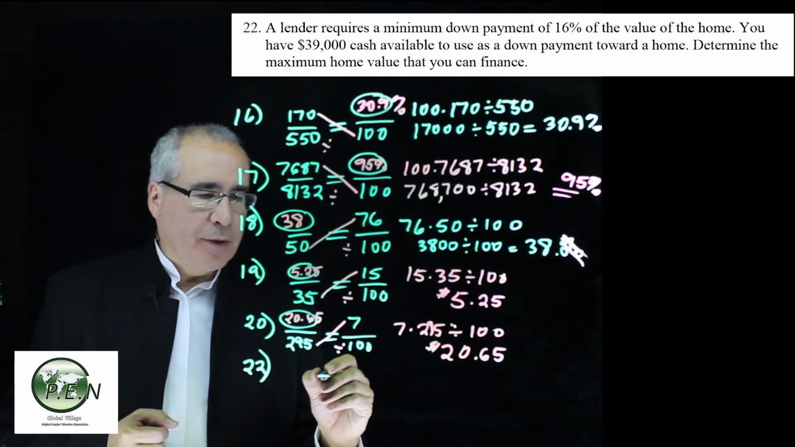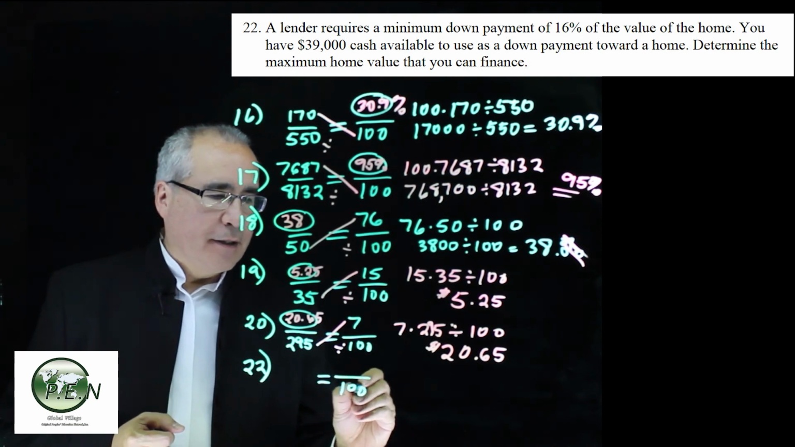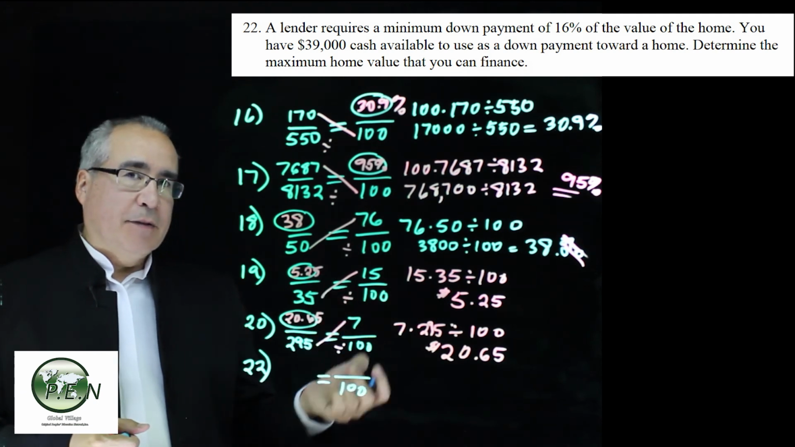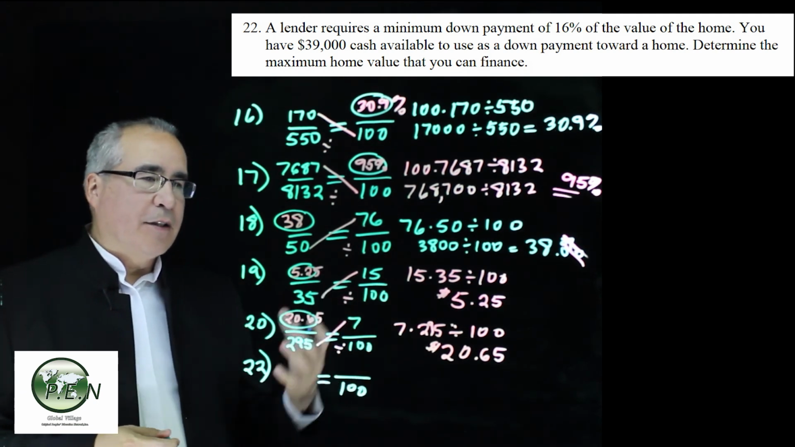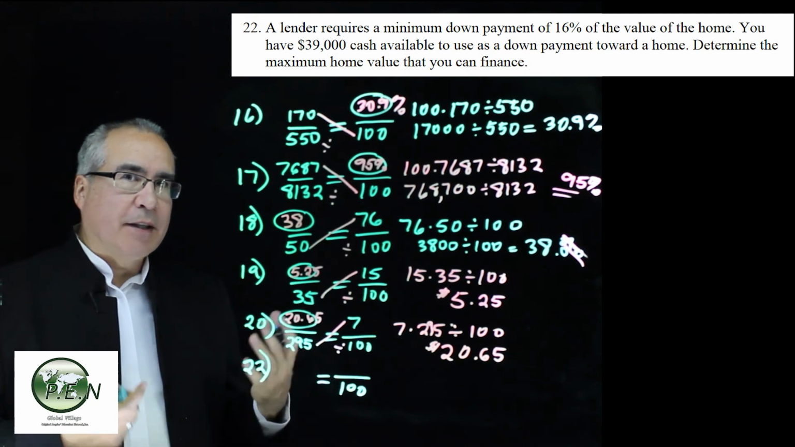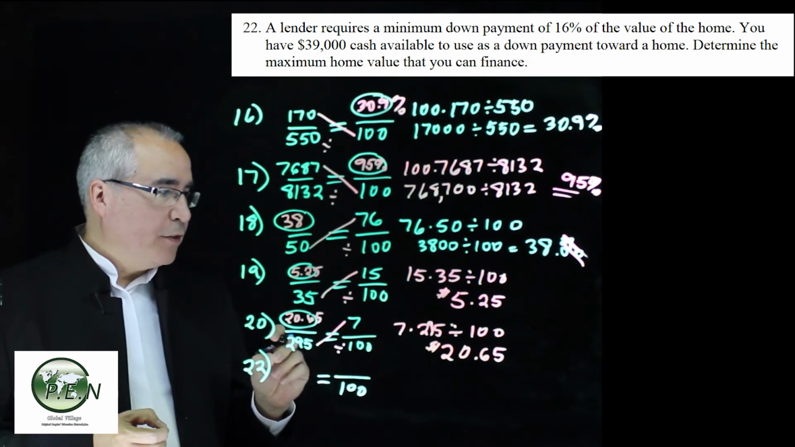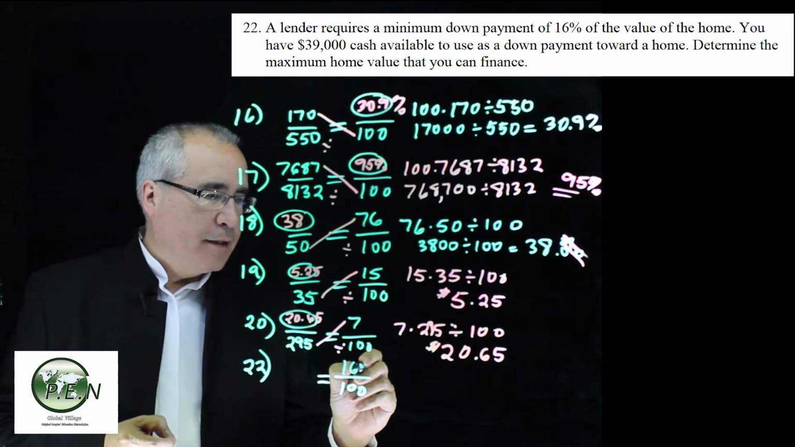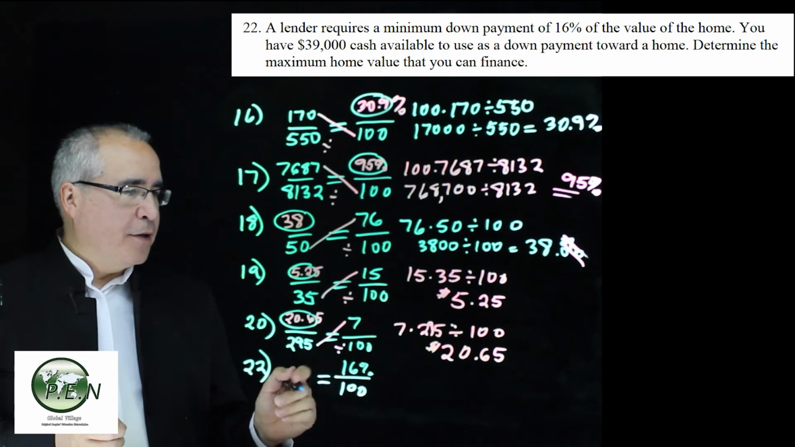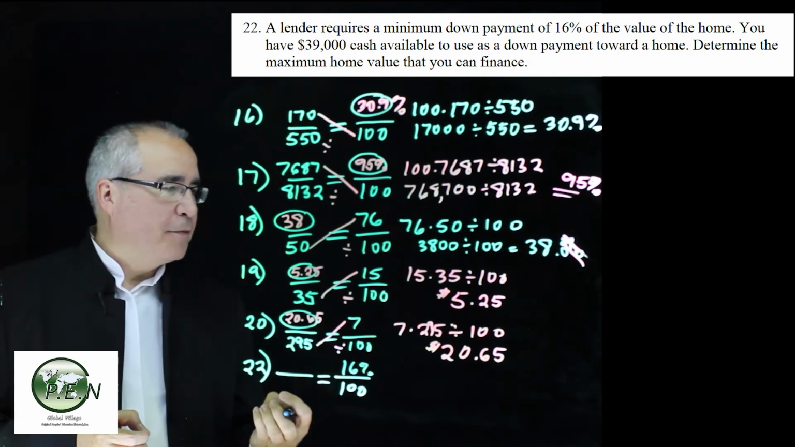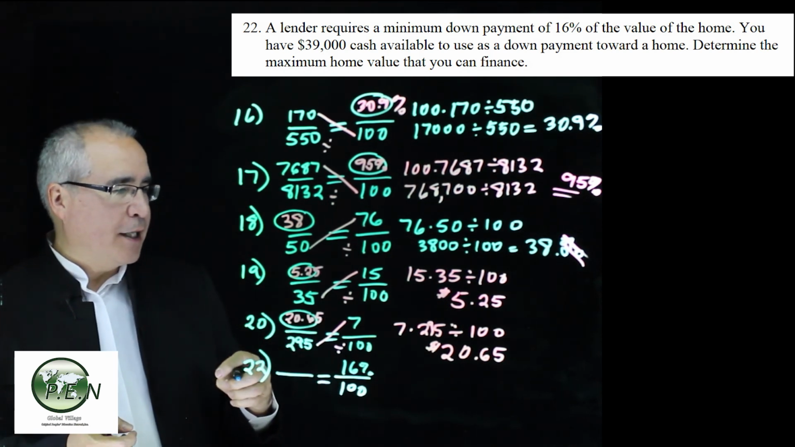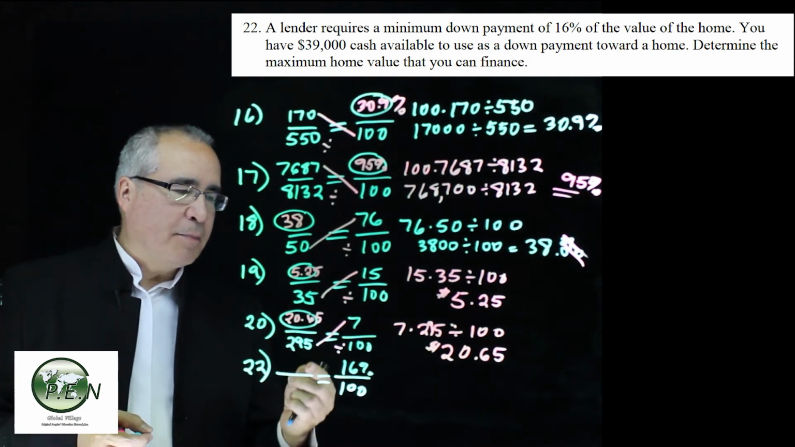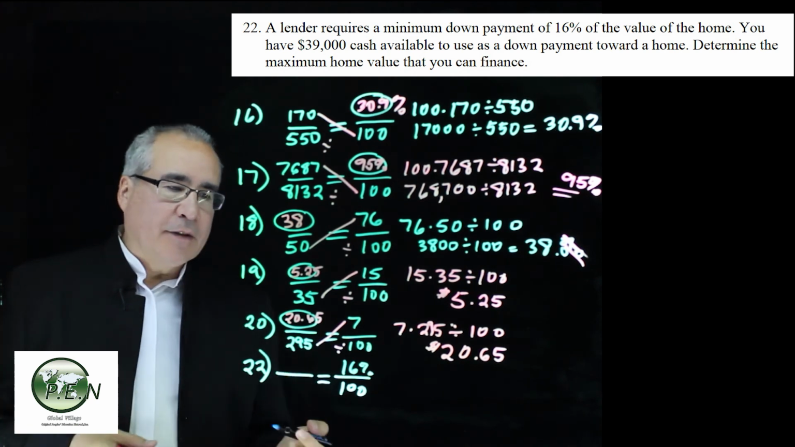Okay. So what do I have? I've got 100%, or 100. A lender requires a minimum down payment of 16%. We'll look at these kinds of questions in more detail as we get into, I think it's chapter 6. 16% of the value of the home. So the value of the home is the of part, it's the whole part. We've got $39,000 cash available to use as that down payment. So the down payment is a part of the price of the house.